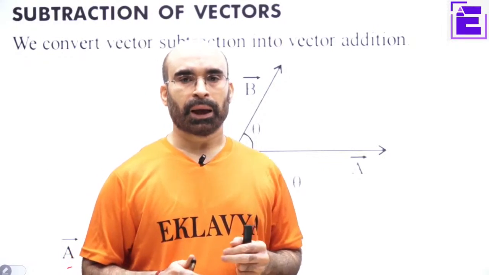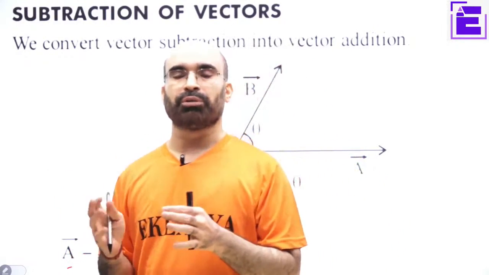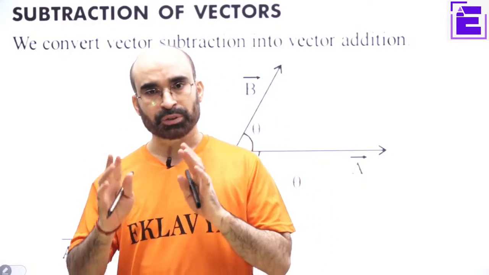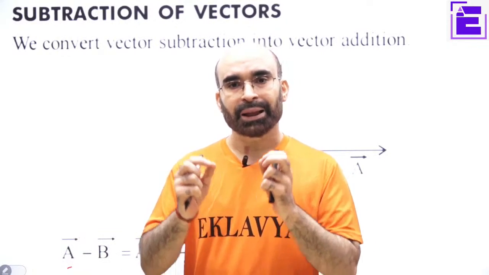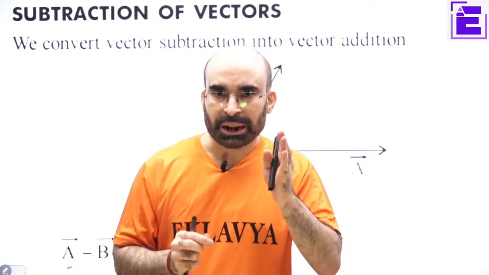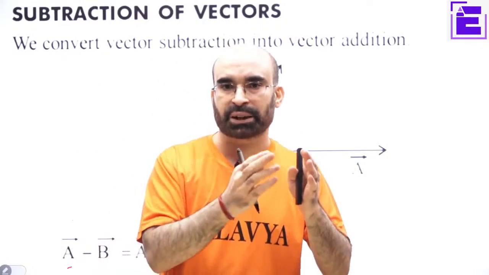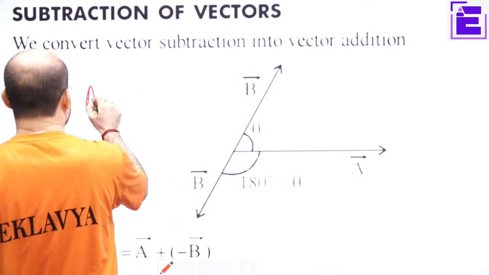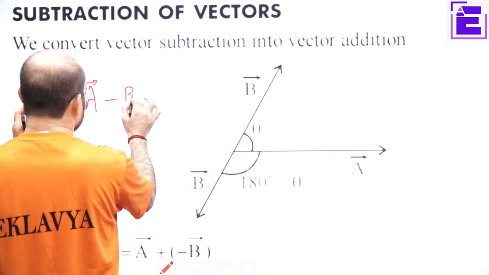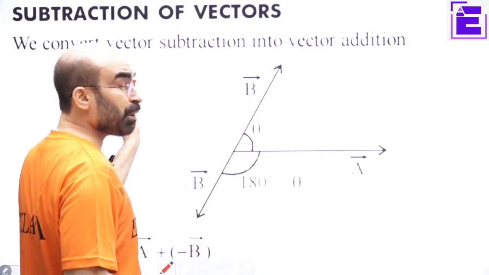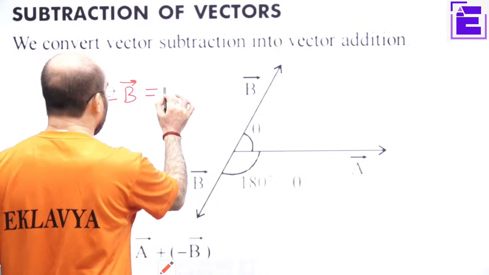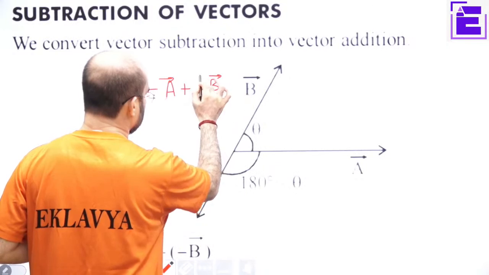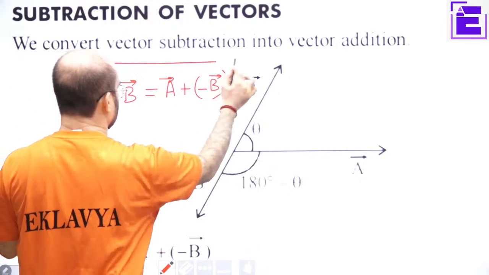Subtraction of vectors. You know what? There is no such thing as subtraction of vectors. What we need to do is convert it into addition of vectors. Subtraction of vectors will be the sum of one vector and the negative of the other vector. So when you have A minus B, if you have to subtract vector B from A, you will add vector A with negative of vector B. So this is what we need to understand in subtraction of vectors.